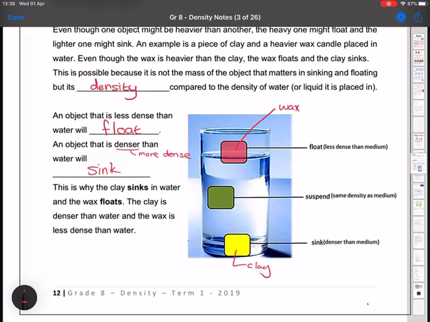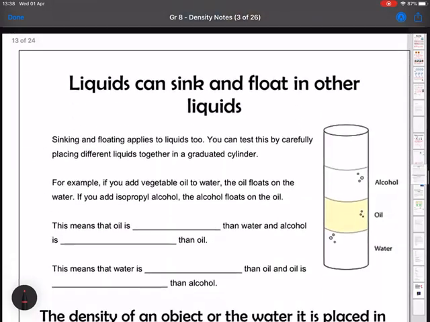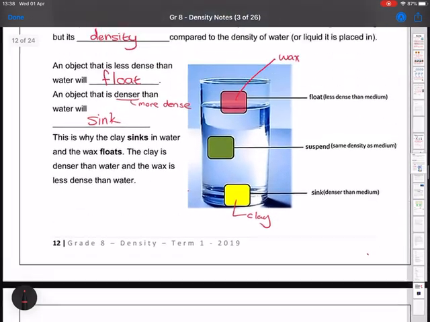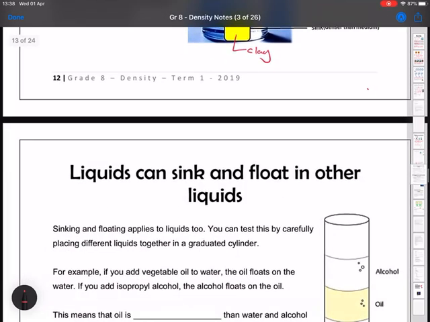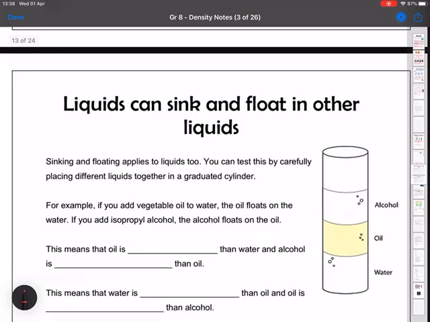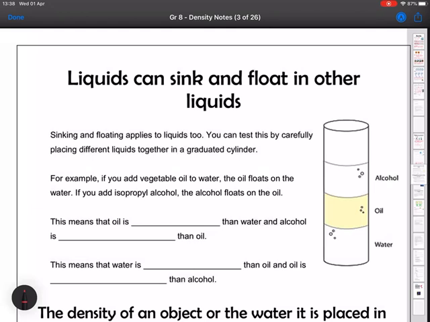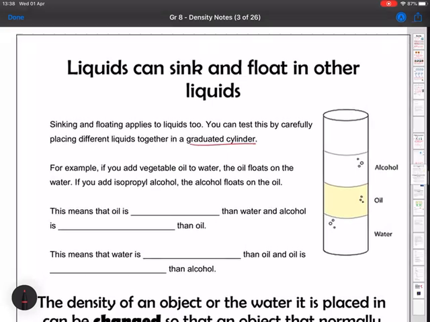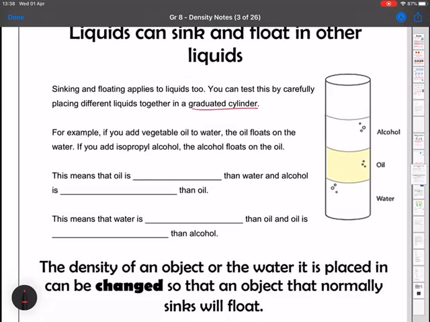Okay, so let's have a look at liquids that can float and sink in other liquids. What we spoke about here, the clay and the wax, those are both solids, but you can also have two different liquids. So sinking and floating applies to liquids too. You can test this carefully by placing different liquids together in a graduated cylinder, so a measuring cylinder or a bottle or any glass container, for example. If you added vegetable oil, like cooking oil, the oil floats on the water. If you add alcohol, isopropyl alcohol is just a type of alcohol, the alcohol floats on the oil.